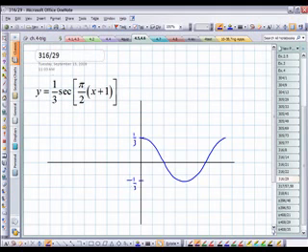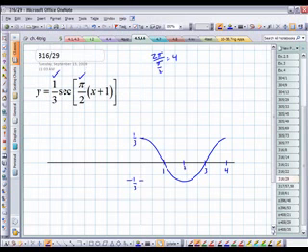So I've taken care of the 1/3. Now I'll take care of the pi over 2, which will affect the period. 2 pi divided by pi over 2 is equal to 4. So this is 4. This would be 3, 2, and 1. So that takes care of this.